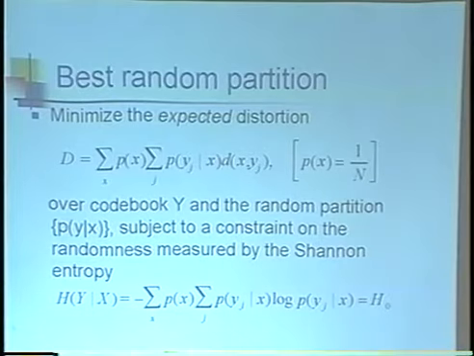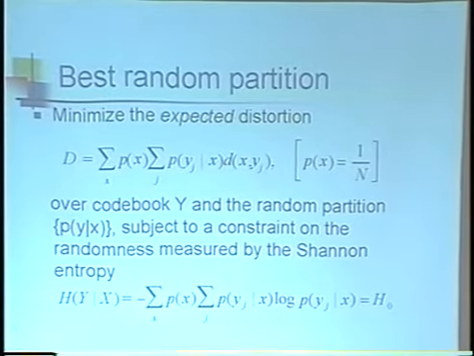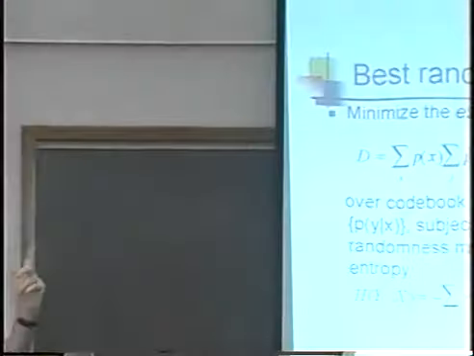Now, we want to find what is the probability distribution that we should use. So what we look at is the now expected distortion. Since now points are assigned in probability, we have an expected distortion, which is simply written there, that involves the assignment probabilities. We're assuming here, just for completeness, we have P of x, but in the case of a training set, it will be just 1 over the length of the training set. So we want to minimize the expected distortion over the code book y and the random partition p of y given x.